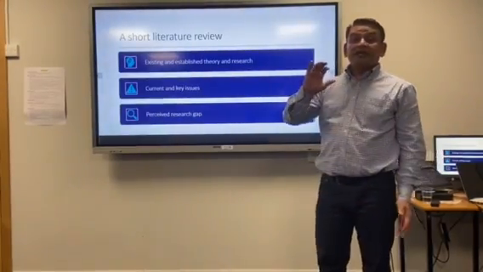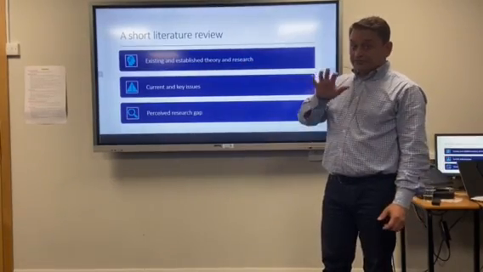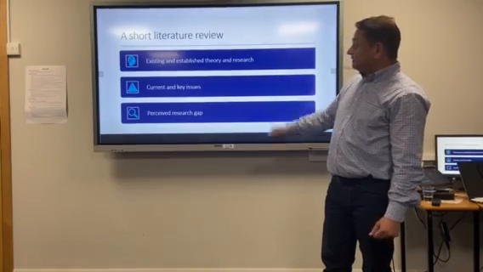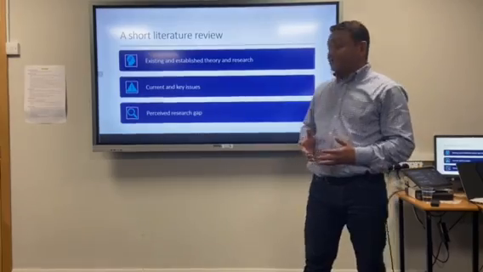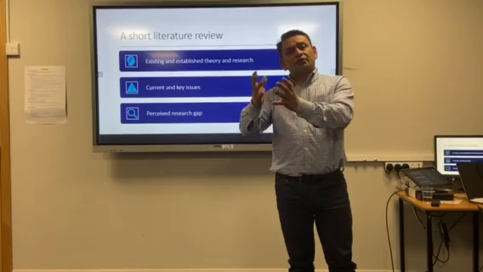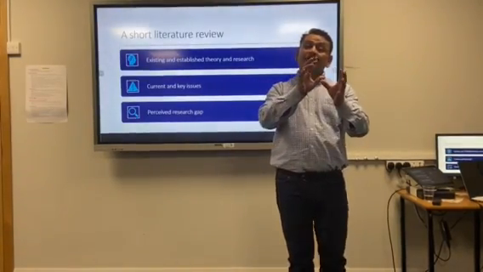After the aims and objectives section, you will present a short literature review. In the short literature review, you will identify existing and established theory and research, key issues, and perceived research gap. These are the three main things. What you will do, you will find out some key studies. How will you find them?